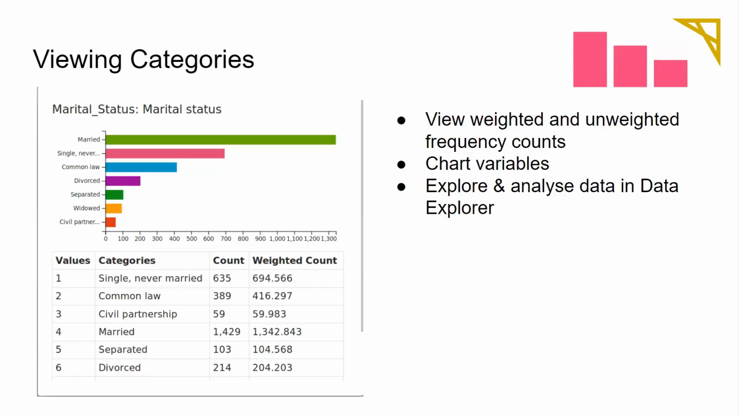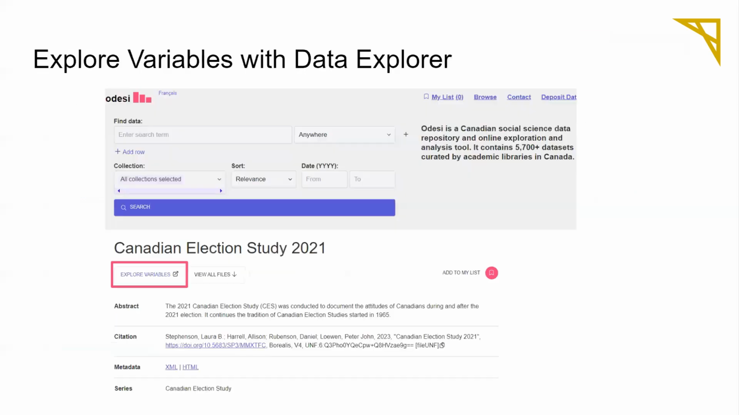I mentioned the viewing of the categories of the frequencies in the chart. So you can do this for weighted and unweighted data. And I'm also going to show you quickly how to further explore and analyze this data in a tool called Data Explorer, which is part of the Borealis infrastructure. So to get to explore variables with Data Explorer, on the dataset landing pages, you would see the option to explore the variables, which would open a new tab for you.